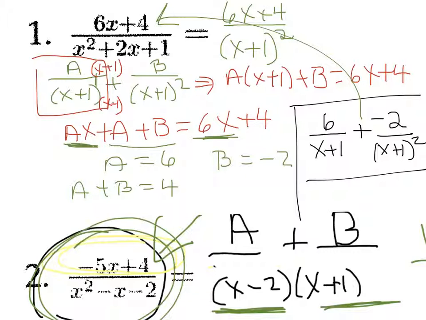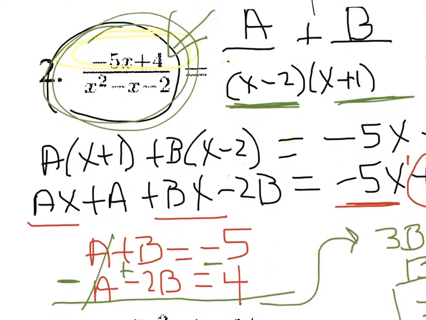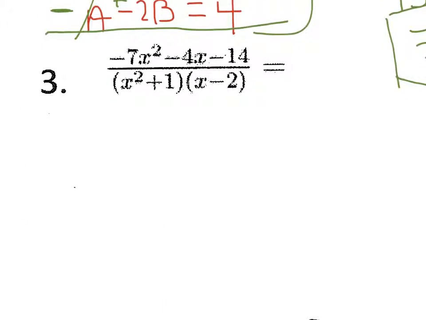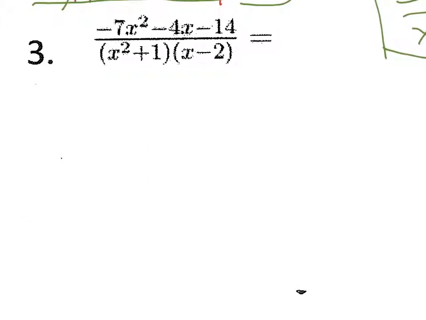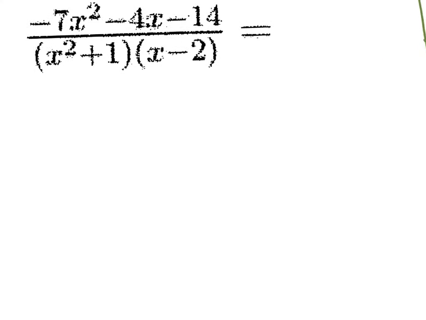Okay? So hopefully you're getting the hang of this. I'm skipping some steps, so hopefully you're following along with me. All right, let's do another type. Let's go to number 3. Okay, so number 3.